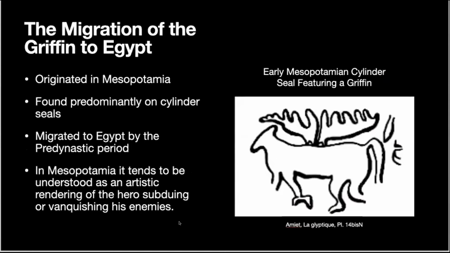So starting with the griffin and its migration to Egypt, it's fairly agreed upon in the scholarship that the griffin made its way to Egypt from Mesopotamia, where we first see it on cylinder seals, such as the one represented on the screen. And it arrives in Egypt in the pre-dynastic period around the Naqada II period. During this time in Mesopotamia, it was fairly common for such seals to show a heroic figure, either as a human or powerful animal, such as the griffin, dominating the fauna around it. And so it tends to be understood as an artistic rendering of the hero subduing or vanquishing its enemies.